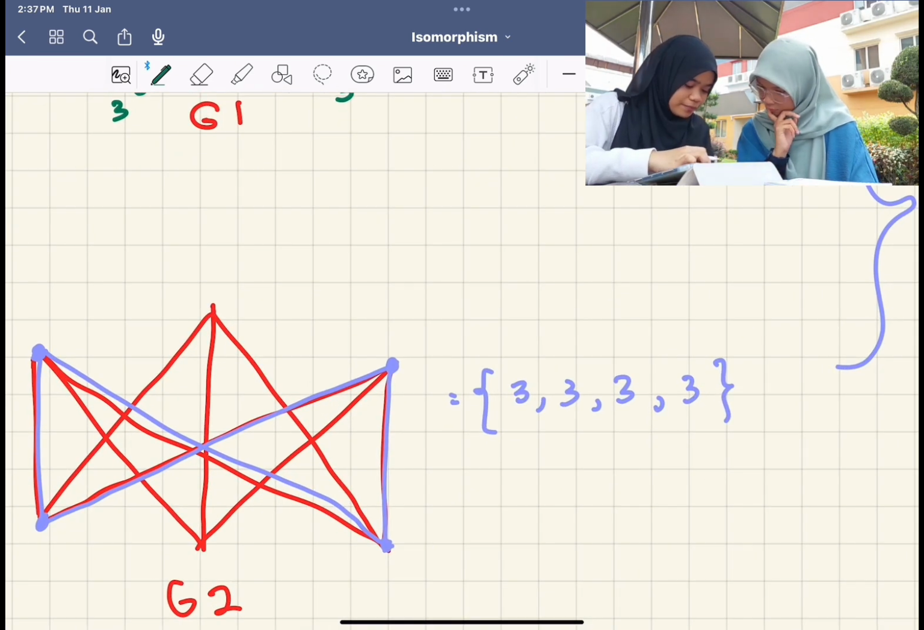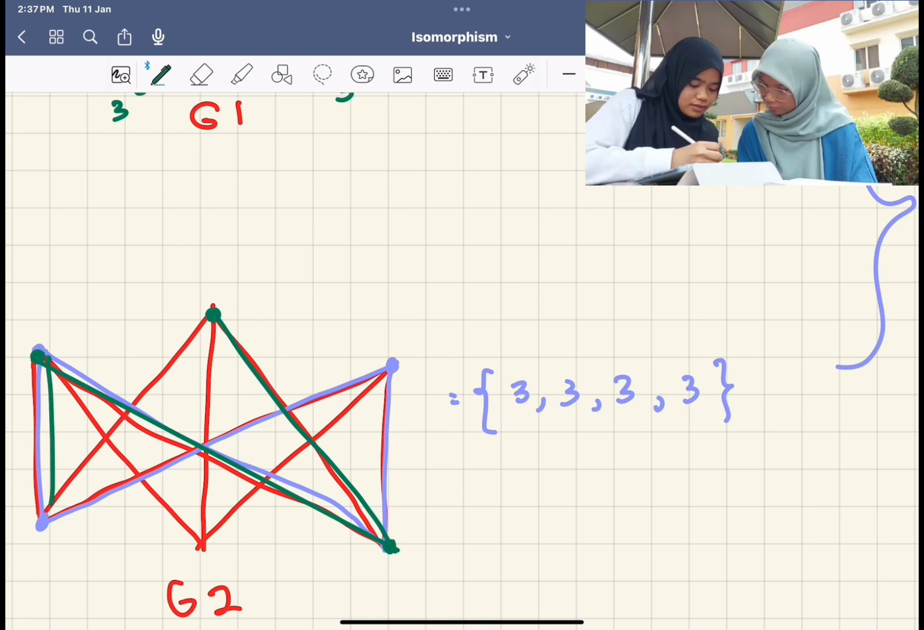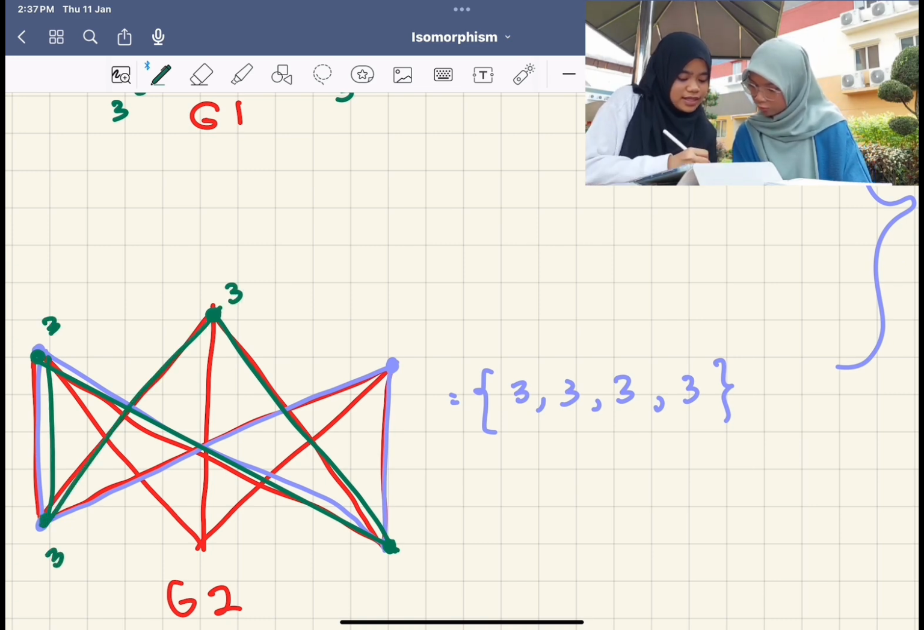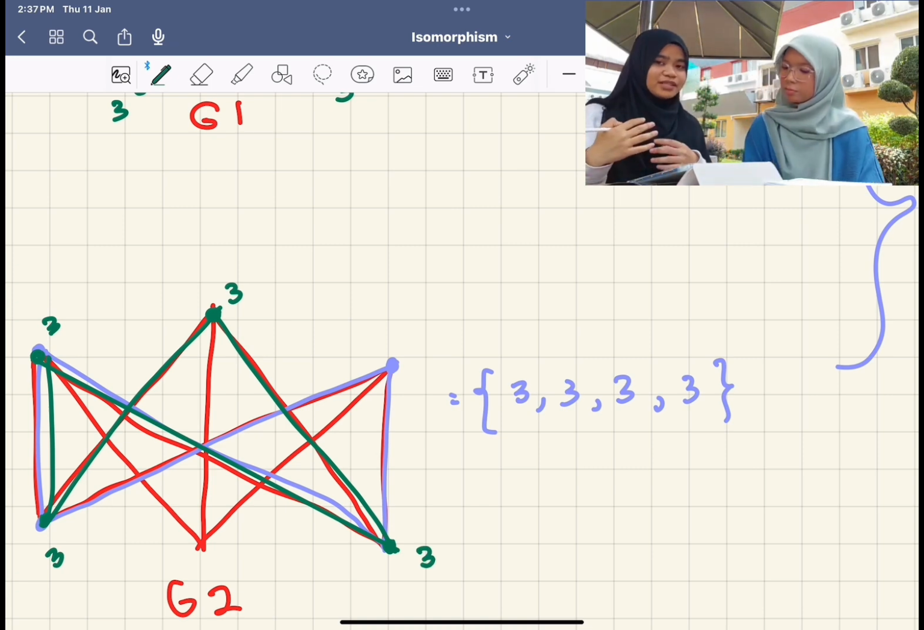The same goes with this one. Right, where we start here? We can start from here, and then we can go from here, and then from here, here, and then we can come back here. And if we check, it still has the same cycle length. So it doesn't matter where you want to start.